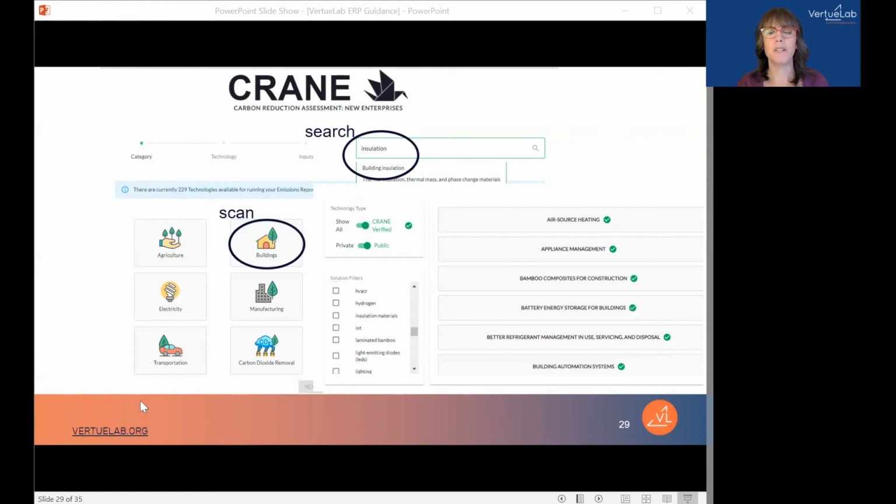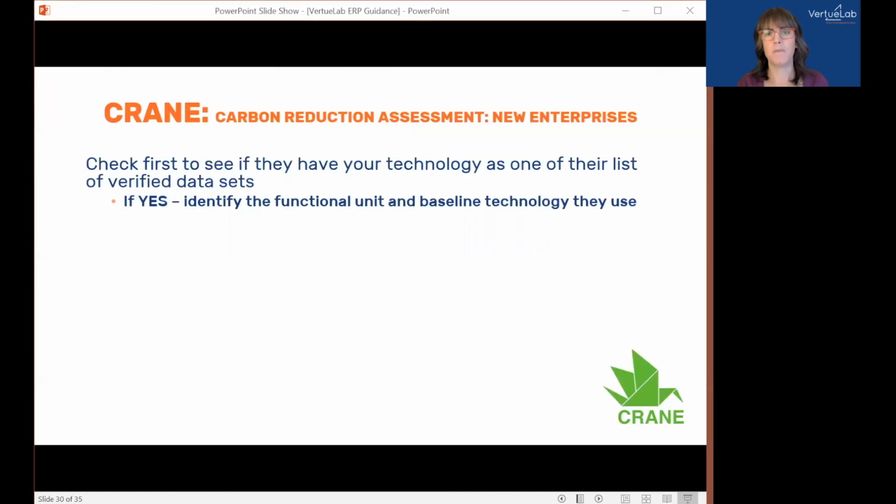So our recommendation is to start with Crane. Start here because the data is really strong, and first you're going to check to see if they have verified data for your technology solution. If so, great, you can start there. If not, don't worry, it's still actually useful to you.